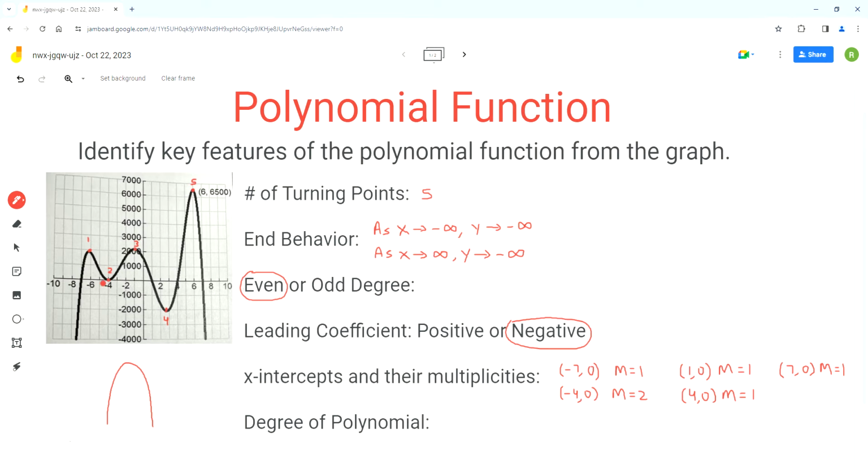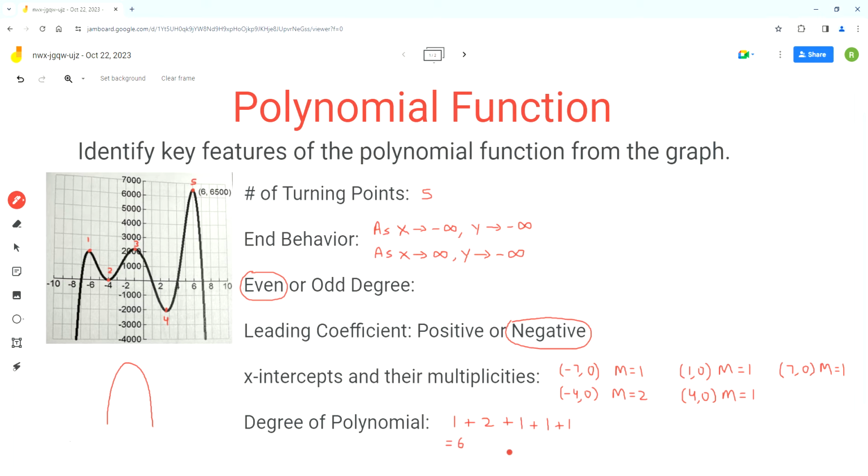So in total, there are 5 x-intercepts. So these are the x-intercepts for this graph and their respective multiplicities. Now the last part is the degree of the polynomial. The degree of the polynomial will just be the sum of the multiplicities of all the x-intercepts we found. So we just have to do 1 plus 2 plus 1 plus 1 plus 1. So I get 6. So this is a 6th degree polynomial.